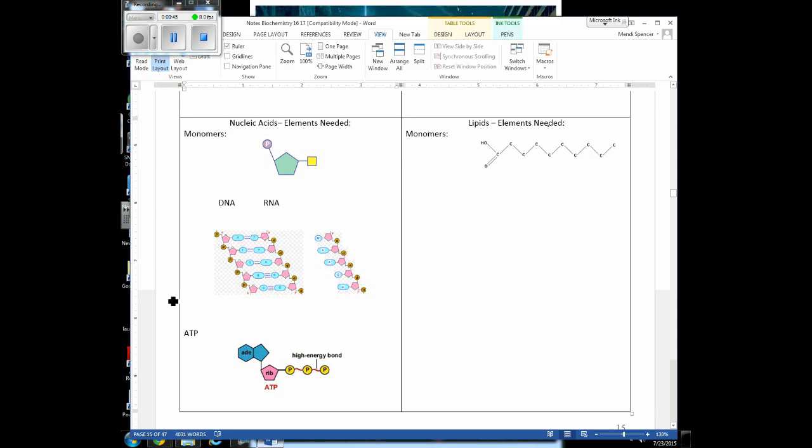Now, with all organic molecules, they're made of monomers. And so the monomers of lipids are called fatty acid chains. Sometimes they're called hydrocarbon chains, and I just have a diagram of one here for you. And our 4 types of lipids are the triglycerides, phospholipids, the waxes, and the steroids.